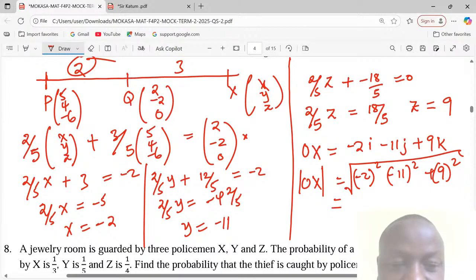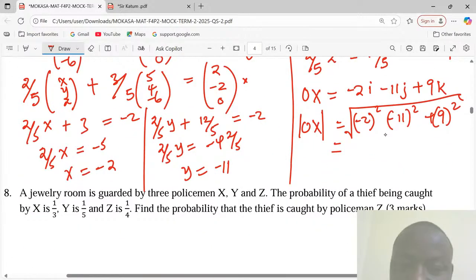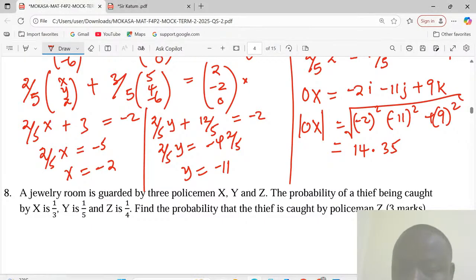So we are finding this to what accuracy? No decimal places provided. So we can talk about 14.35.